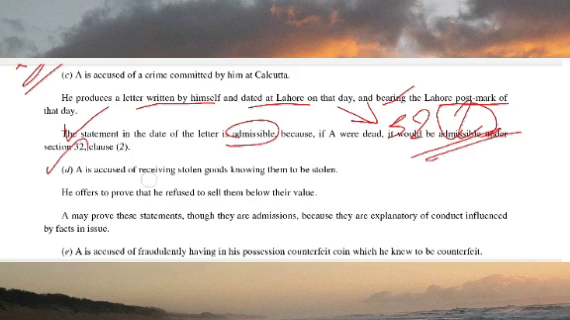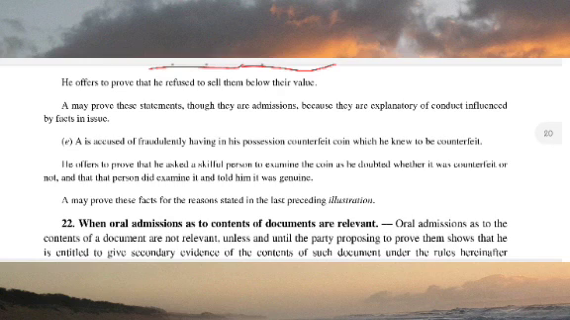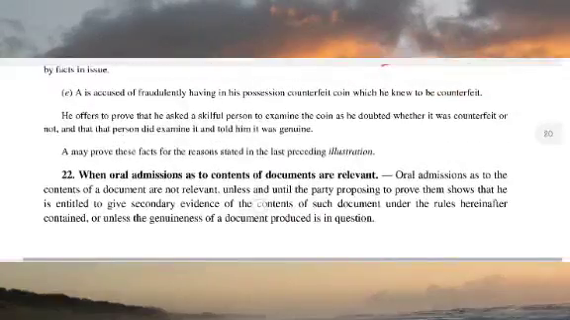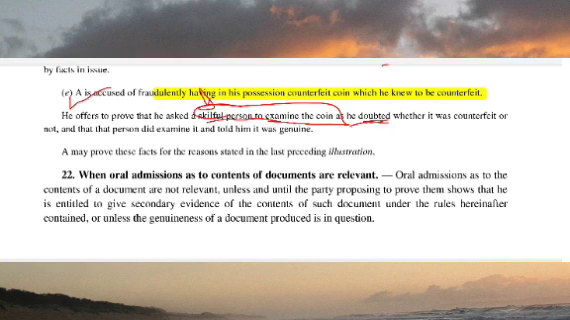A is accused of receiving stolen goods knowing them to be stolen. He offers to prove that he refused to sell them below their value. He may prove this statement, though they are not admissions, because they are explanatory of conduct influenced by a fact in issue. A is accused of fraudulently having possession of counterfeit coin which he knew to be counterfeit. He offers to prove that he asked a skillful person to examine the coin because he doubted whether it was counterfeit or not, and that person did examine it and told him it was genuine. A may prove these facts for reasons stated in the last preceding illustrations.